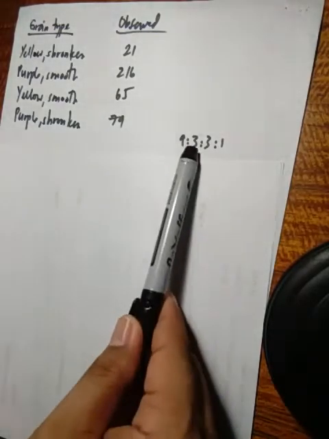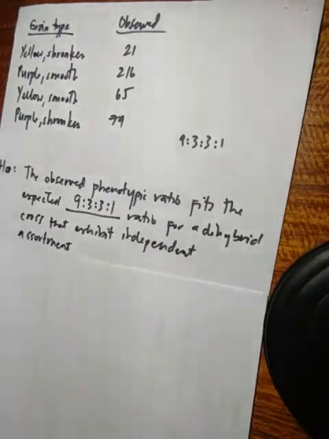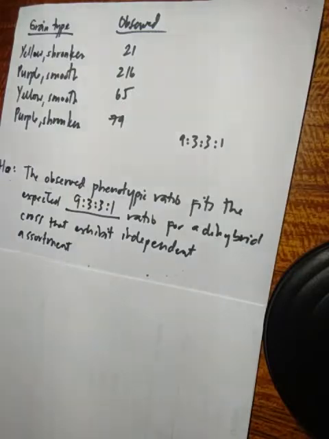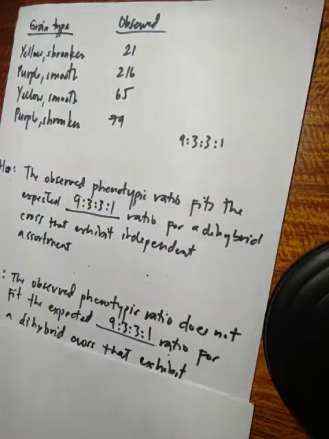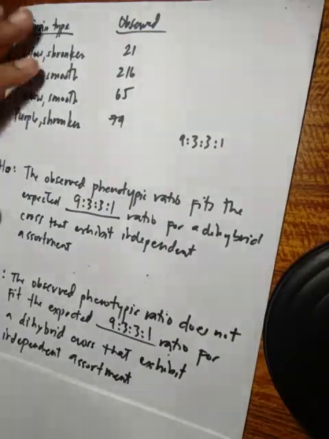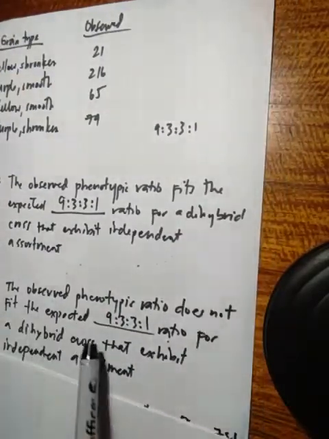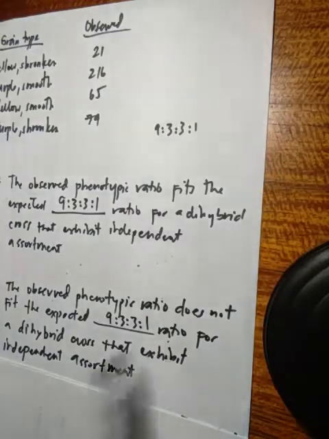Now since it is highly likely that it is a 9:3:3:1 ratio, therefore we already have our null hypothesis and our alternative hypothesis. So we just write it down. The observed phenotypic ratio fits the 9:3:3:1 ratio, while the alternative hypothesis is that the observed phenotypic ratio does not follow or does not fit the expected 9:3:3:1 ratio.